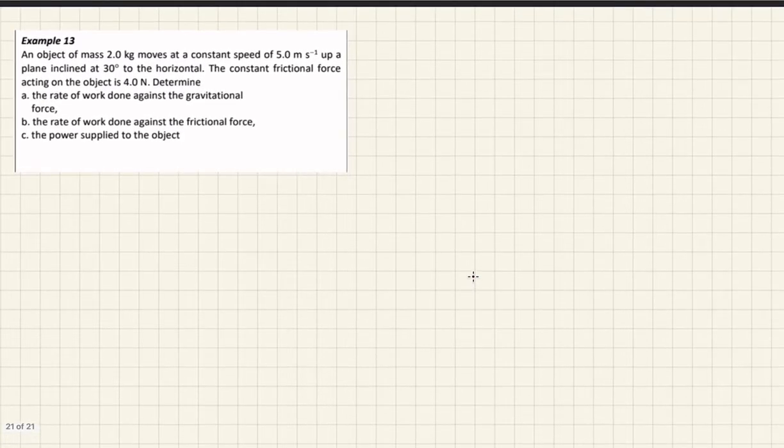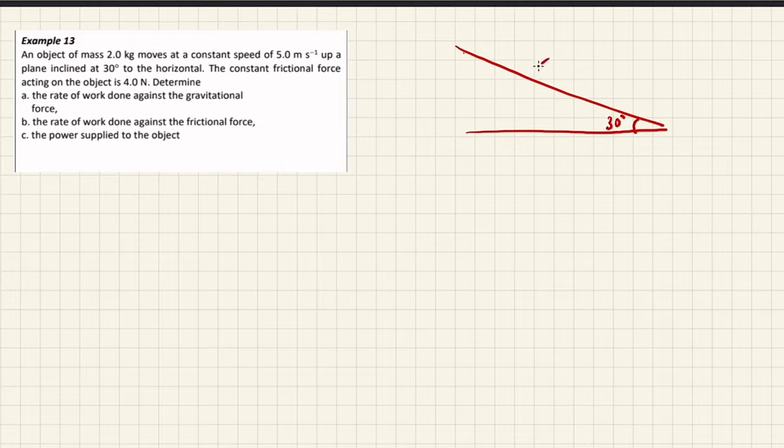Okay, example 13. An object mass 2 kg moves with a constant speed 5 meter per second up an inclined plane. Okay, so kita lukis dulu. Bila kata inclined plane, kita lukis terus lah. So this is our inclined plane. Okay, inclined plane adalah 30 degree, and the object mass 2 kg.